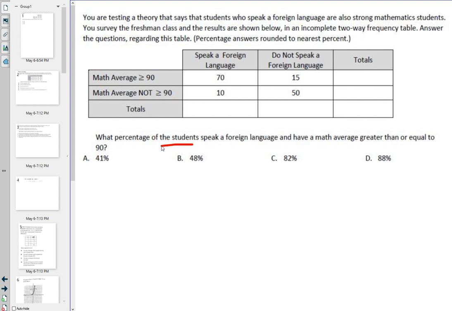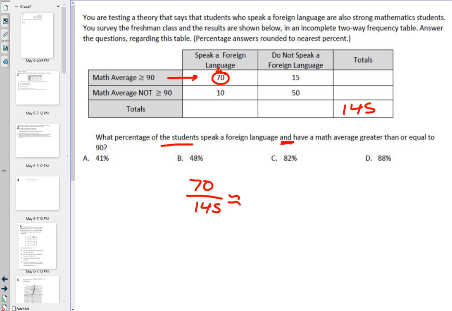If you add up all these numbers, 65, is it 145? That goes there. And when they say and, let's see, write the percentage of students that speak a foreign language and have a math average that's greater than or equal to 90. So speak a foreign language and greater than or equal, that's called the intersection. Where this intersects with that is 70. So that gives me 70 over 145. And these are all as a percentage.